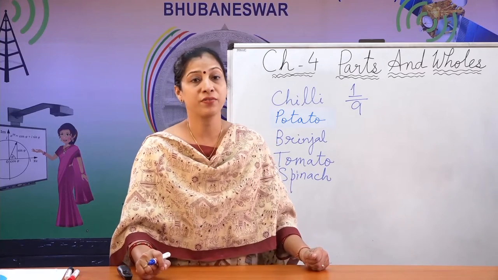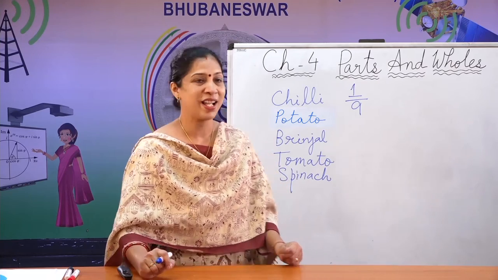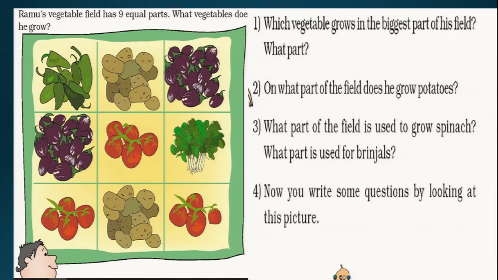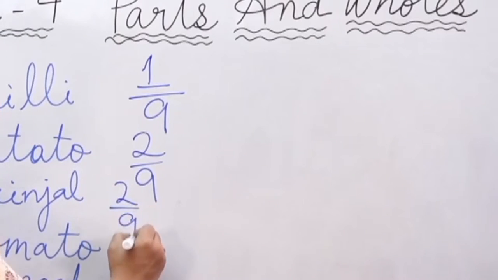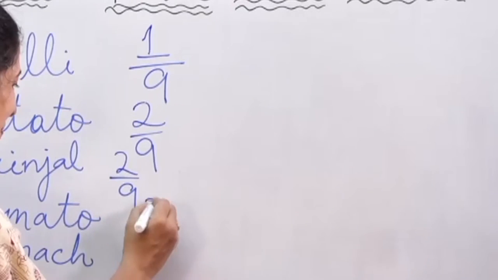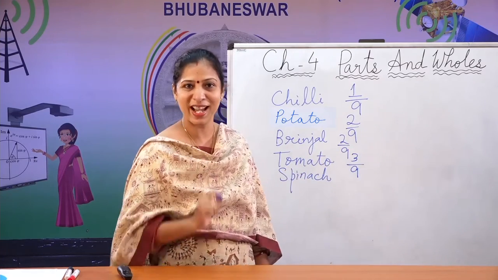What is the part on which potato is grown? Yes, potato is grown on 2/9 parts, and brinjal is grown on, again, you just count and find out. Yes, it is again 2/9 parts. And tomato, let's see tomato. What is the part on which tomato is grown? Can you count? Yes, it is 3/9 parts. So, tomato is grown on 3 parts out of 9 parts.